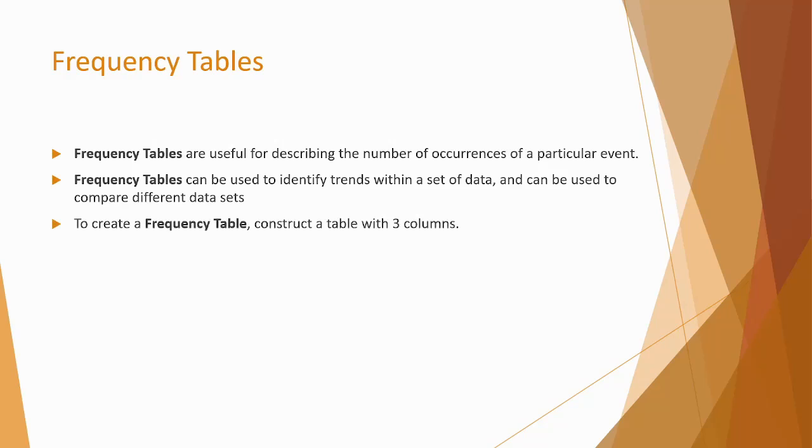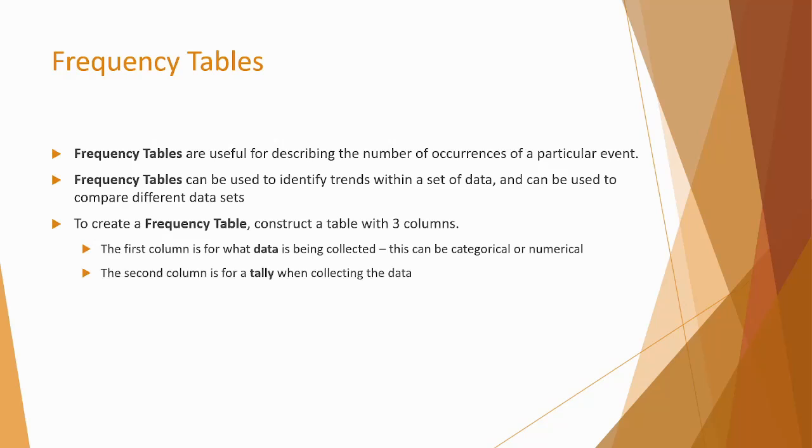To create a frequency table, we need to create a table with three separate columns. The first column is the data that is being collected. Now this can be categorical or numerical, and if you need to remember what categorical and numerical is, you can click on the card at the top. The second column is for the tally. This is when we're collecting the data. And the third column is to calculate the final frequency of the occurrences after we've collected the data.